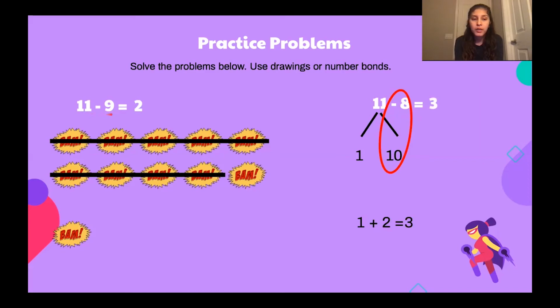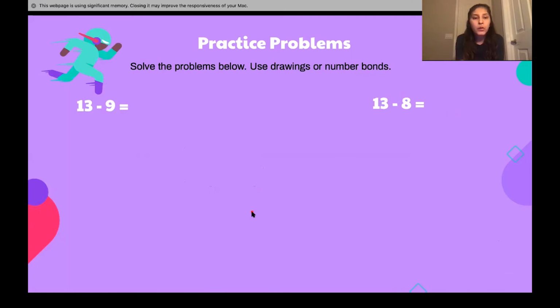You see 11 minus 9 equals 2. And since you're subtracting 1 less, 11 minus 8, it has to be equal to 3. Nice work. I'm going to move my camera back here. Now let's go ahead and solve this one.